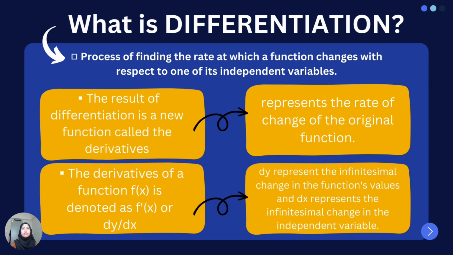First, what is differentiation? Differentiation is a process of finding the rate at which a function changes with respect to one of its independent variables. The result of a differentiation is a new function called the derivative. It represents the rate of change of the original function. The derivative of a function f(x) is denoted as f prime of x or dy over dx. dy represents the infinitesimal change in the function's value and dx represents the infinitesimal change in the independent variable.